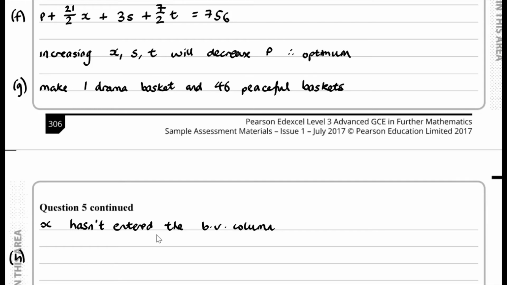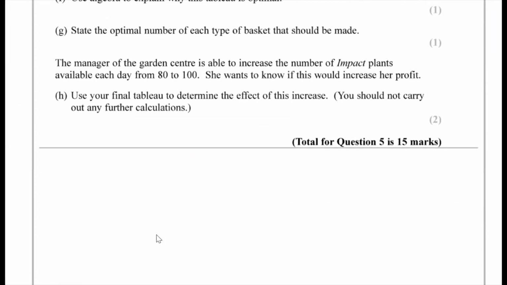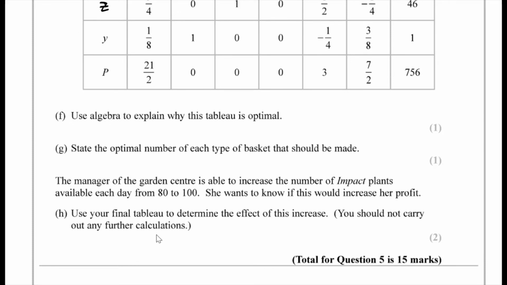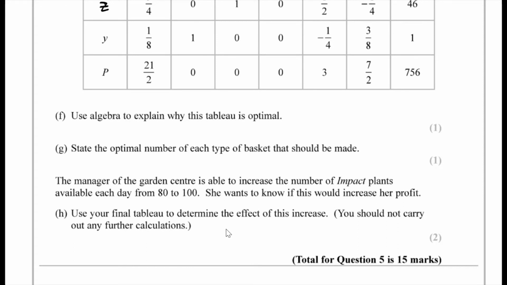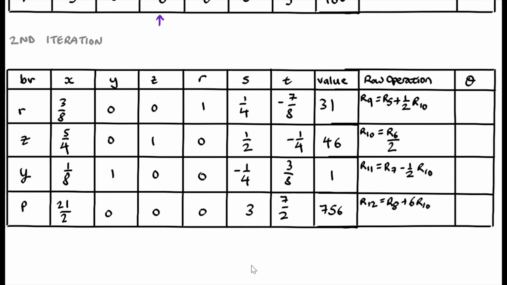And now for part H, the manager of the garden is able to increase the number of impact plants available each day from 80 to 100, and she wants to know if this would increase her profit, and we have to use our final table over here to determine the effect of this increase. You should not carry out any further calculations. Okay, let's just think about this. If you think about it, remember the definition of slack. Slack is basically the amount between an actual quantity and the maximum possible value of that quantity.